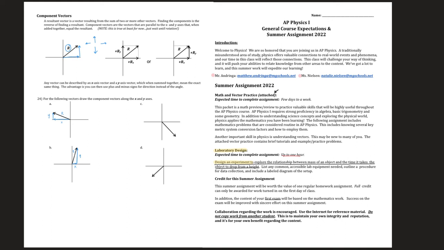Procedure, how are you going to proceed with this lab? You're going to drop all of them at once? No, you're going to drop each one at a time and time the time it takes to hit the ground. Okay, are you going to time it once? Are you going to time it twice? 3 times? You're going to take the average of the times? What are you going to do?